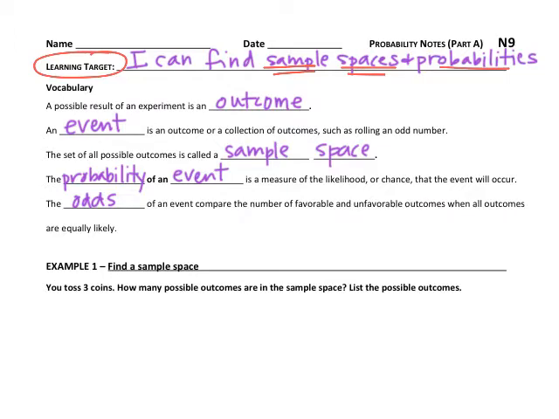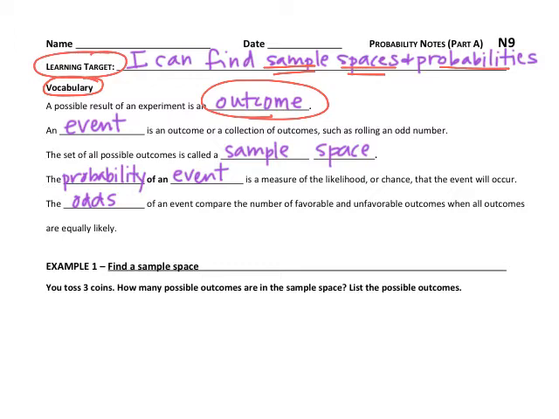A lot of this vocabulary is most likely new to you, so please pay attention carefully. Don't just rush through this part, but make sure that you understand each and every vocabulary term. These vocabulary terms will also be posted in the classroom. A possible result of an experiment is an outcome. So what is it that could happen when we do an experiment? For instance, if you're flipping a coin, what are the two outcomes that you could obtain? If you're spinning a spinner, what are the outcomes of spinning that spinner if you're playing a game?